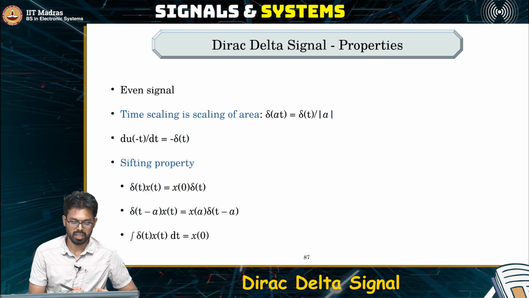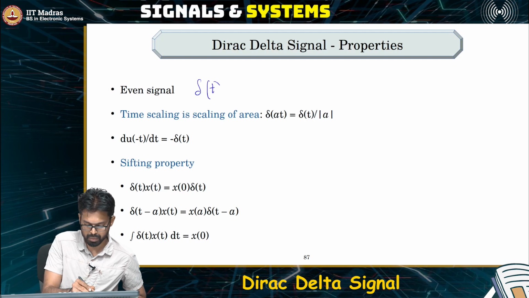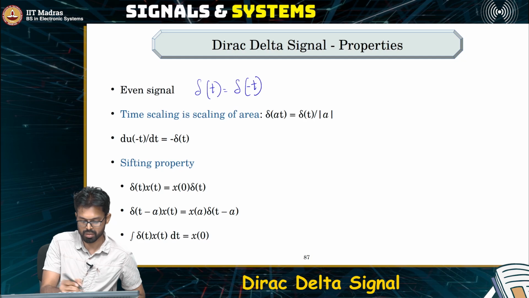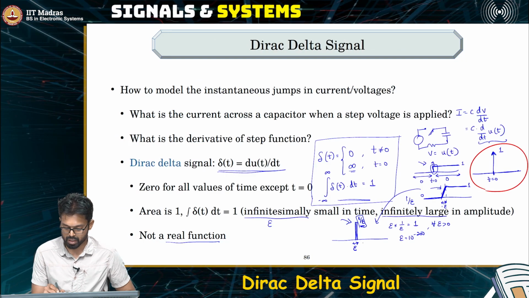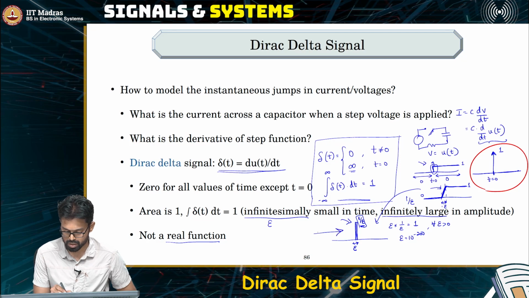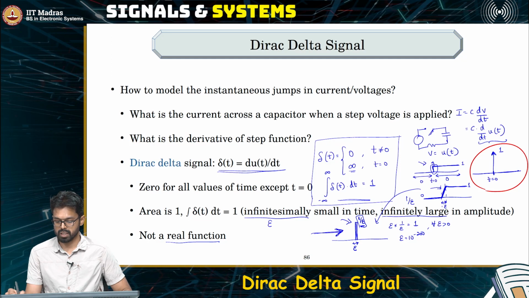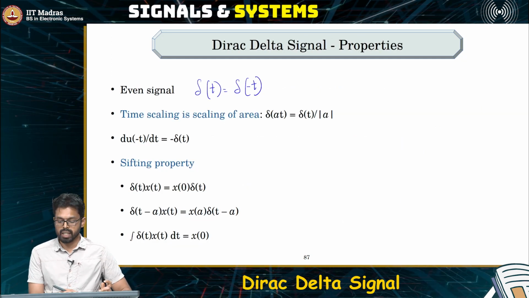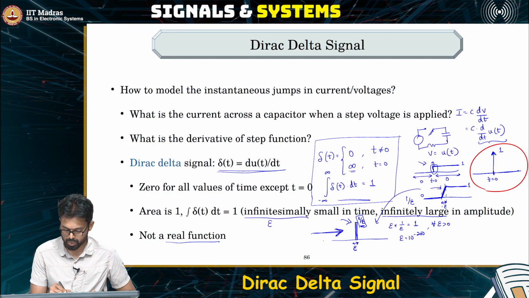What are the other properties? The Dirac delta function is an even signal. What does that mean? So delta of t is equal to delta of minus t. This is also pretty straightforward, because the way that we got to the Dirac delta function is through this rectangular function. The rectangular function is an even signal, which means that this has to be an even signal. What happens when you scale in time? Remember, once again, go back to how we got the rectangular function. We got it through this.